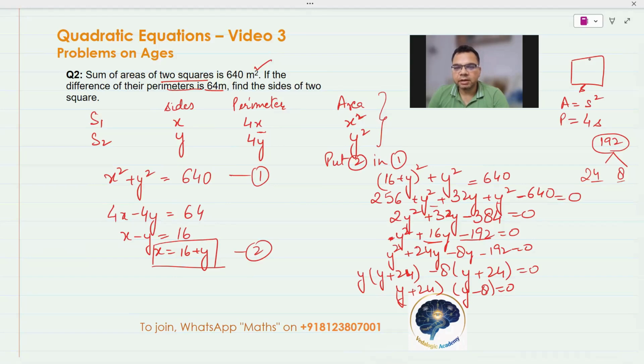So from this, if I take y plus 24 as 0, y will be minus 24, or y equals 8, which is not possible for minus 24 because it's a side length. So I take y equals 8 meter, and using this second equation, I can get x equals 24 meter, because it is 16 plus 8. So I find the sides of both the squares. Hope this is clear as well.